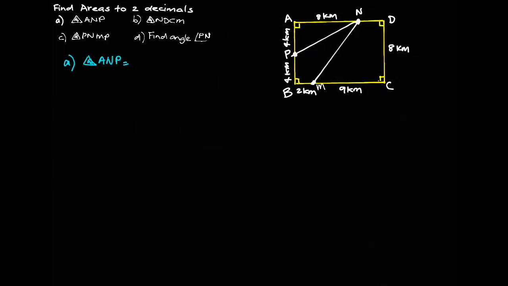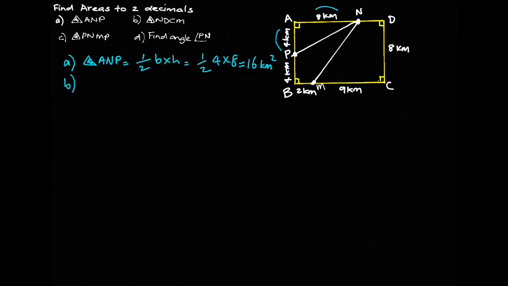Now this one's pretty simple because it's a right angle triangle. So it's just a straightforward half base times height, which is a half, we've got 4 kilometres times 8 is equal to 16 kilometres squared.